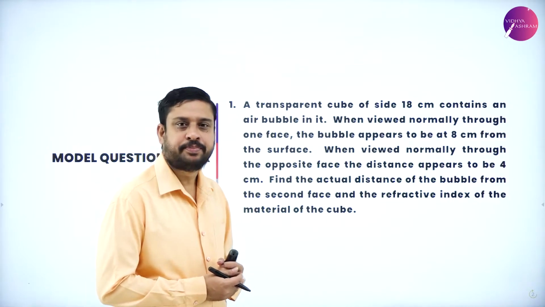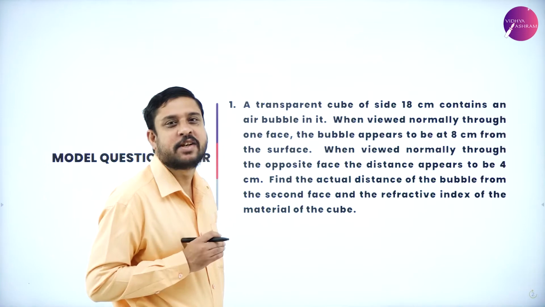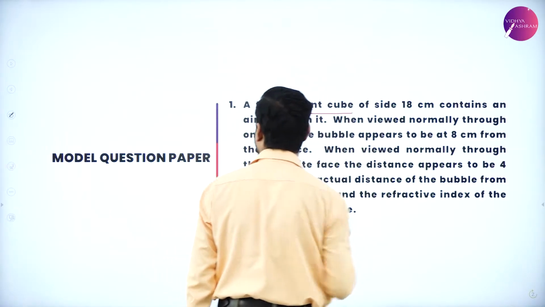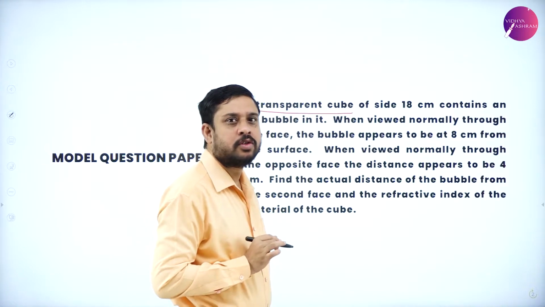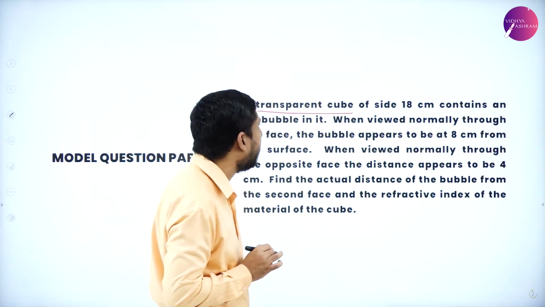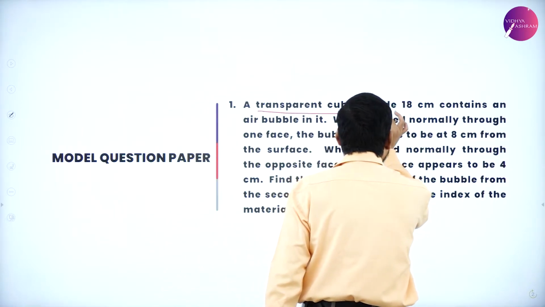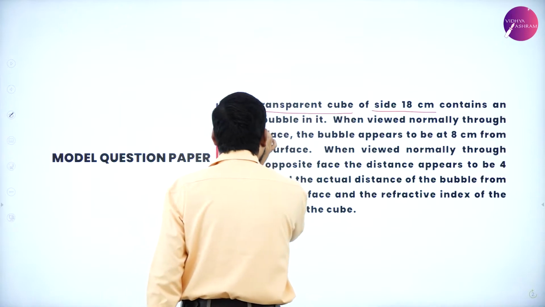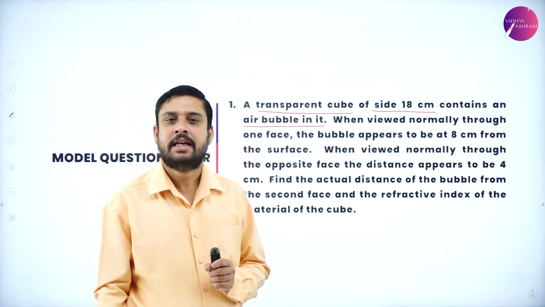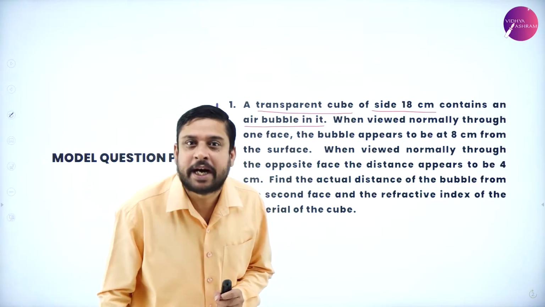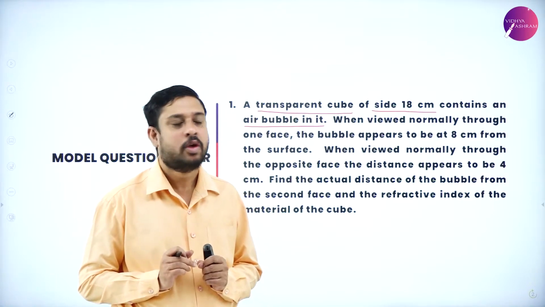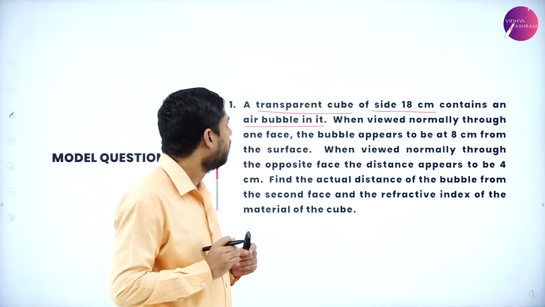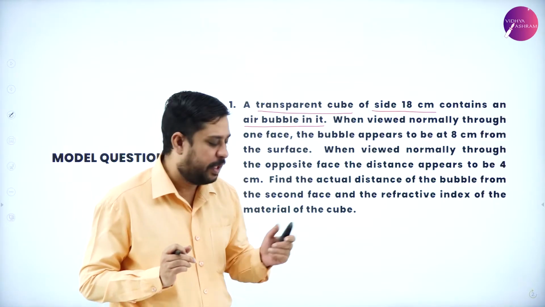The first problem, students, from optics, an interesting one. A transparent cube of side 18 centimeter contains an air bubble in it. There is a transparent cube, like an ice cube, whose side is 18 centimeter and it contains an air bubble in it.